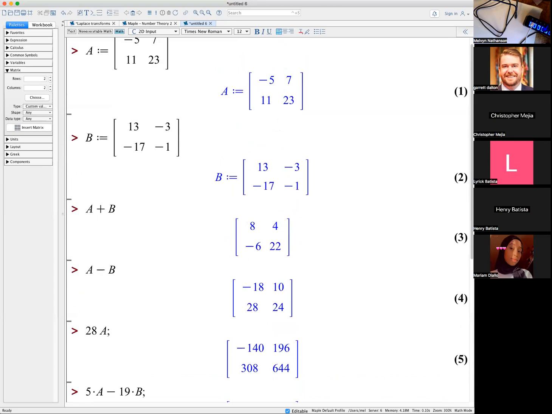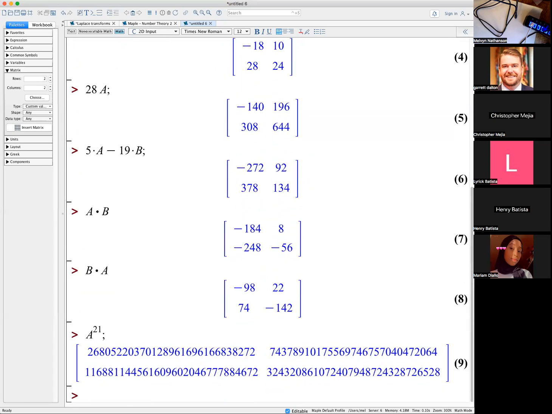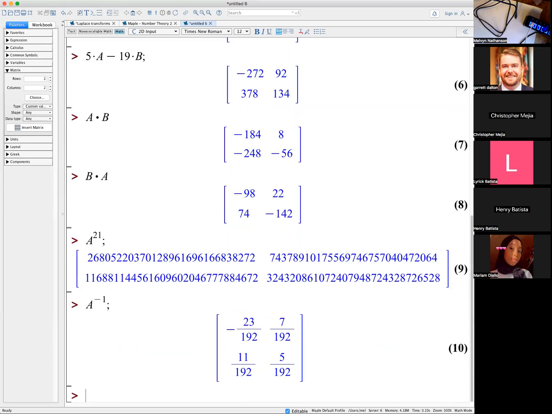Let's see. I wonder, can Maple give me the inverse? A raised to the power -1. That is supposed to be, that should be the inverse.